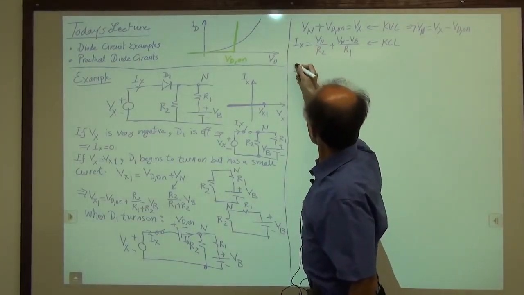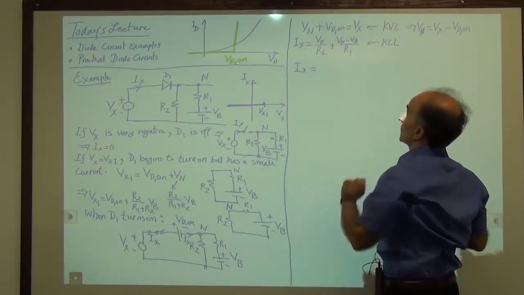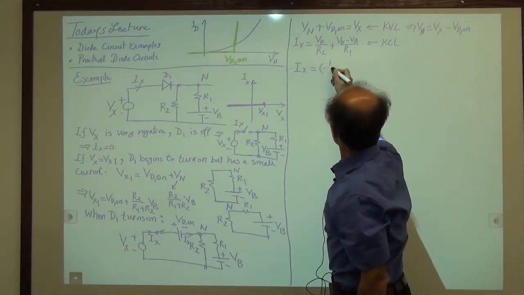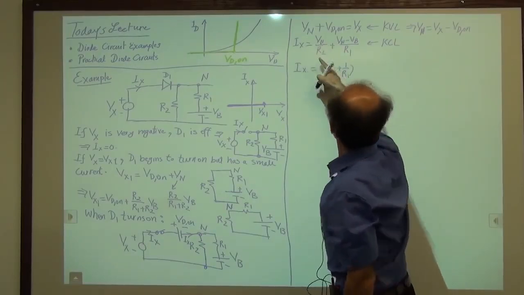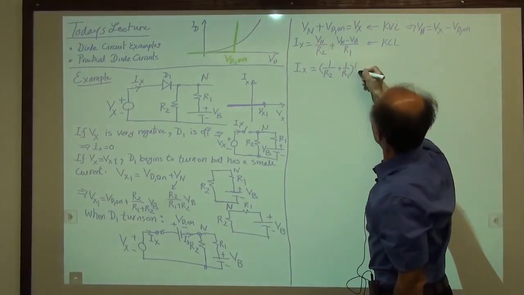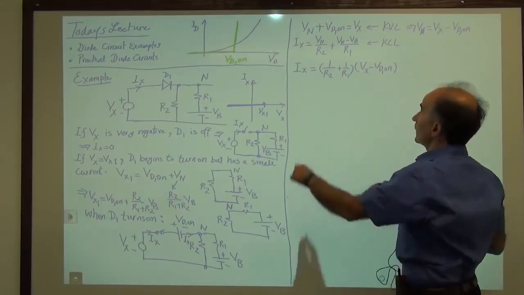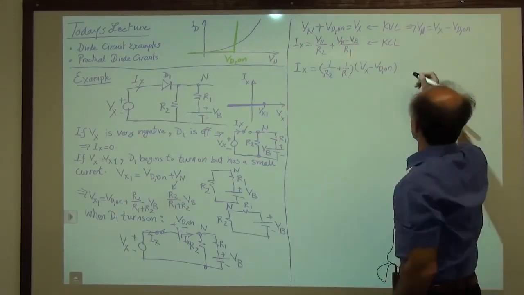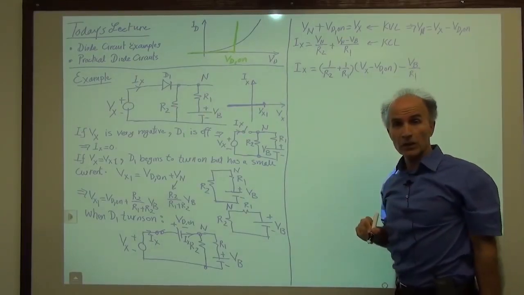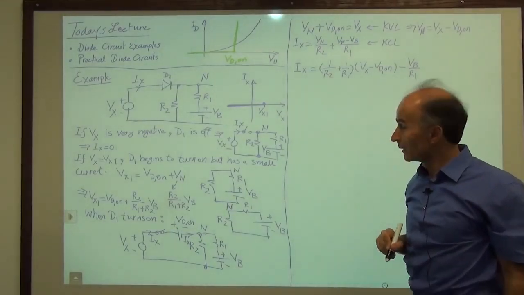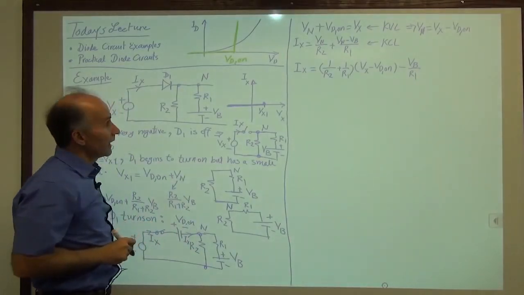So we see that Ix is equal to, we have Vn over R2 plus Vn over R1. So we're going to write that as 1 over R2 plus 1 over R1 times Vn. Vn is Vx minus Vd on. And then we have this term, minus Vb over R1. And that is the equation for the input current of the circuit. All right, so we just have to see how this current behaves as a function of Vx.